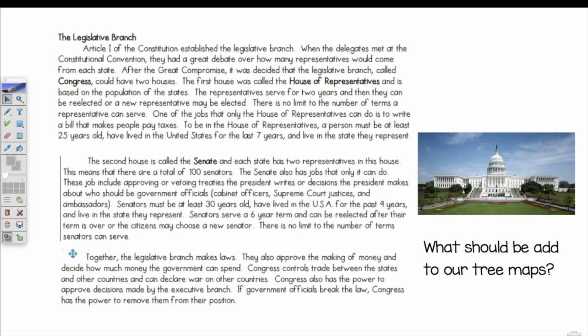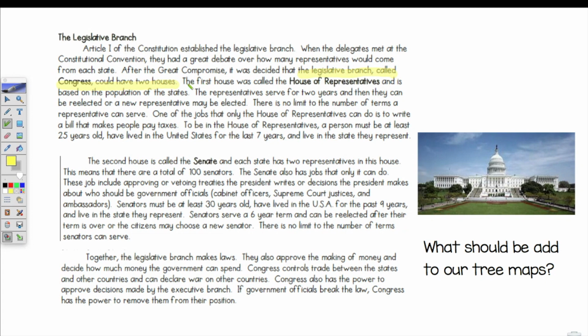All right, so here's the big question. What from all this information do you think would be really important to add to our tree map for the legislative branch? Well, I'm going to come over here and grab my highlighter. I know one of the biggest things that we have on here is that this branch, the legislative branch, is called Congress, and it has 2 houses. That's important, that we know that it is Congress that is a part of the legislative branch. So let's write that down.